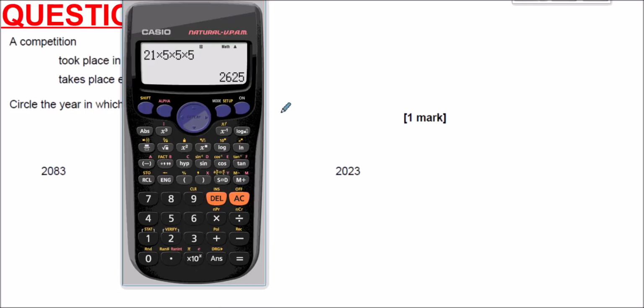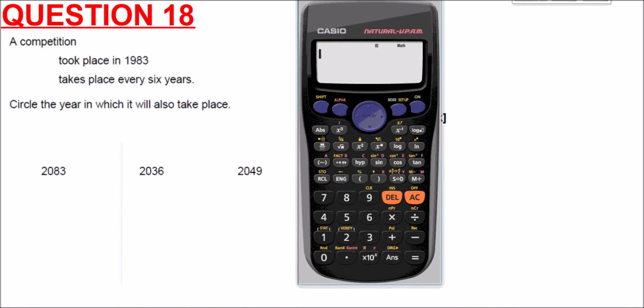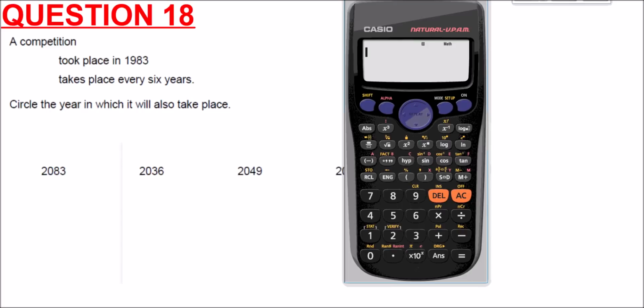Question 18. The competition took place in 1983 and took place every 6 years. Circle the year in which it will also take place. I'm going to give you a very ugly yet reliable way of doing this question. It's a calculator paper, so this isn't going to be elegant, but it will work. So we start with 1983.